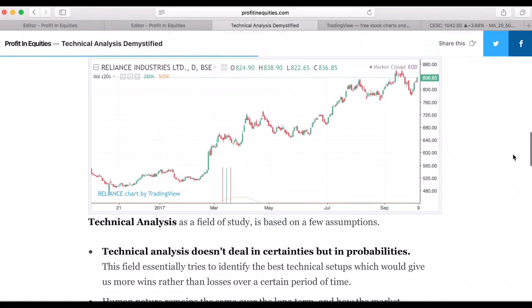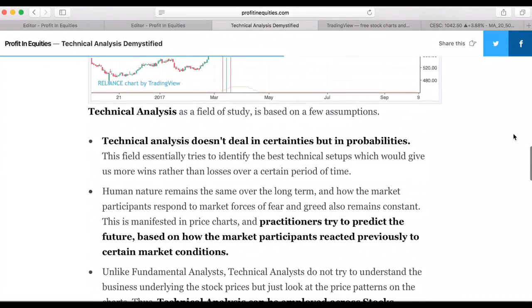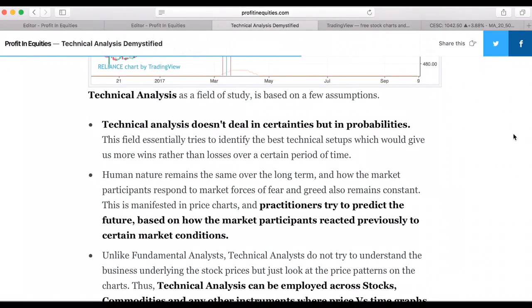Here I have embedded the stock chart of Reliance Industries as far as this story is concerned, and you would see that Reliance Industries too is on an upward rise over the last few months. So this is also in an upward trend, a medium term upward trend. The other thing which needs to be known here are the assumptions on which technical analysis is based.